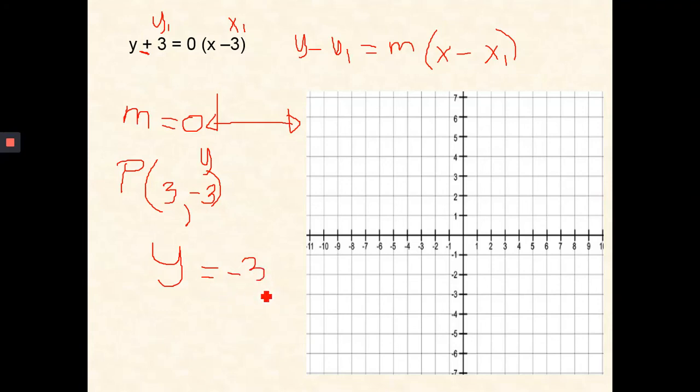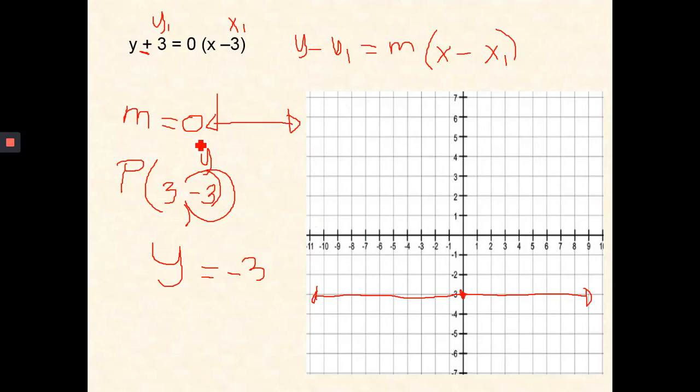So, where's the location of that one? This is your y. Where's the location of negative 3? It is here. Okay? Your negative 3 is here. Remember, if your slope is 0, it is a horizontal line. So you are going to draw a horizontal line on this y equals -3. Okay? So that is now the graph of the given equation.